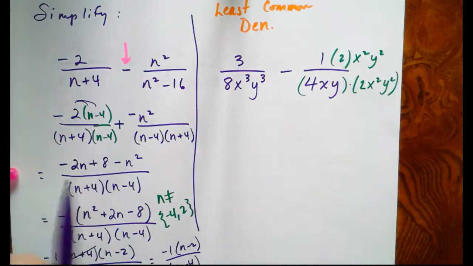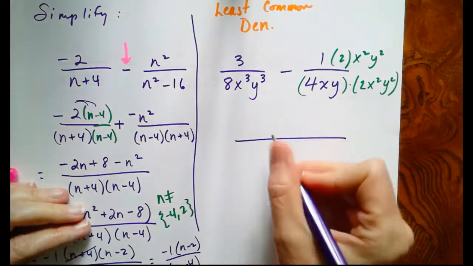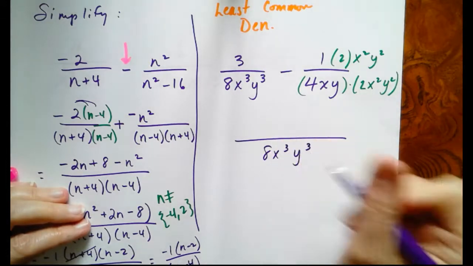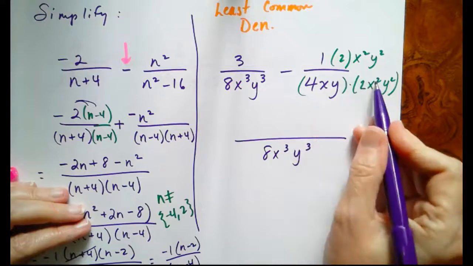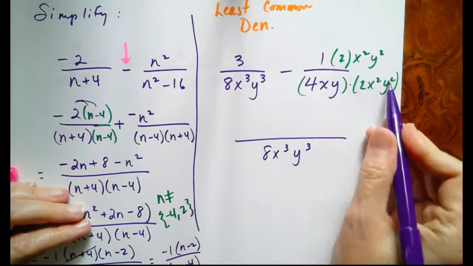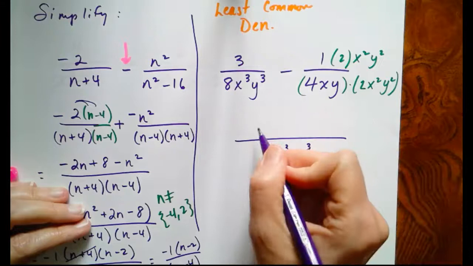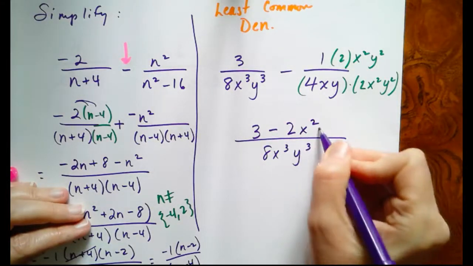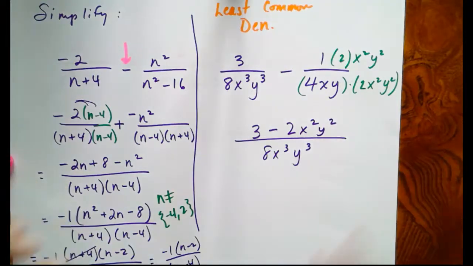So that's going to give us a common denominator of 8x cubed y cubed. 4 times 2 is 8, x times x squared is x cubed, y times y squared is y cubed. Then onto the bottom, 3 minus 2x squared y squared. Now, we've got multiple variables here, so in this situation, don't worry about any restricted values. Obviously, x and y can't be 0. That's pretty much it.